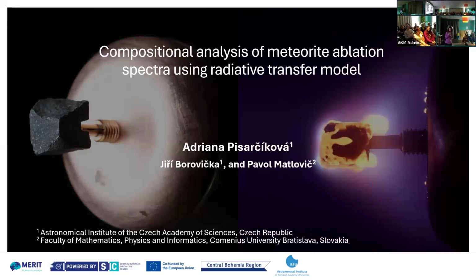So, hi everyone. I'm Adriana, and I'm currently a postdoc at the Astronomical Institute in the Czech Republic under the supervision of Dr. Borovicka. And before lunch, I'll walk you through our work focused on modeling spectra of ablating meteorites. This data we collected during my PhD under the supervision of Dr. Matlovic.